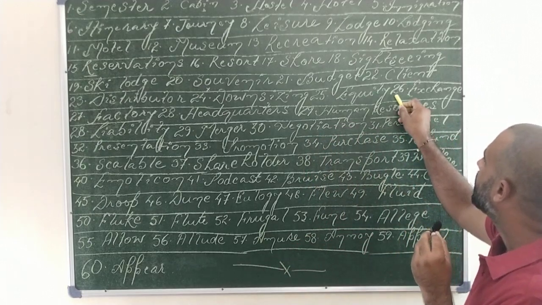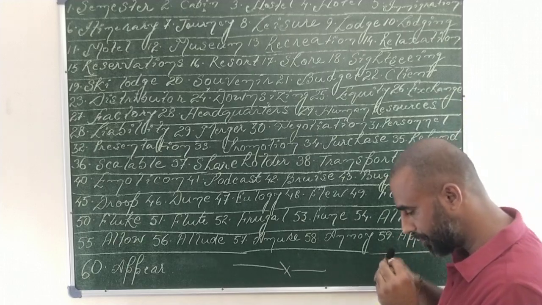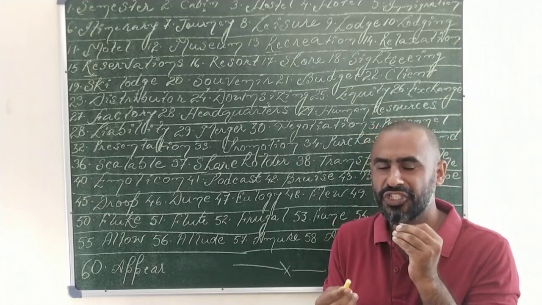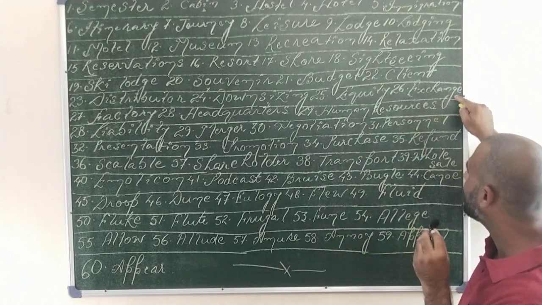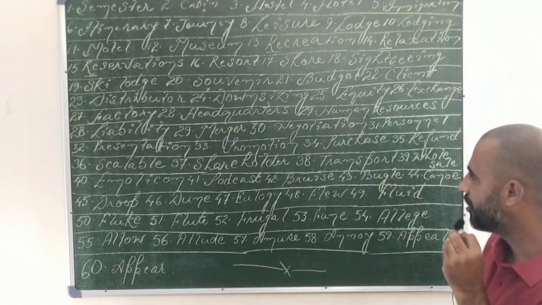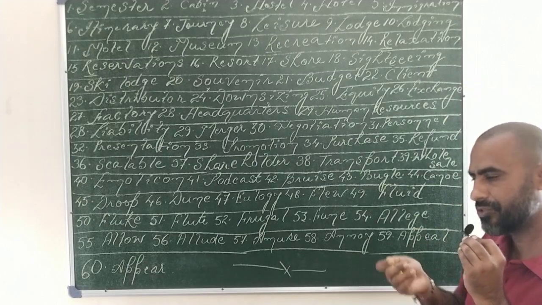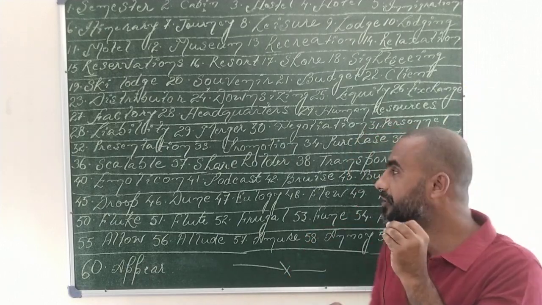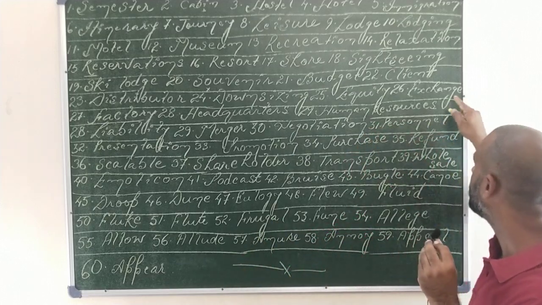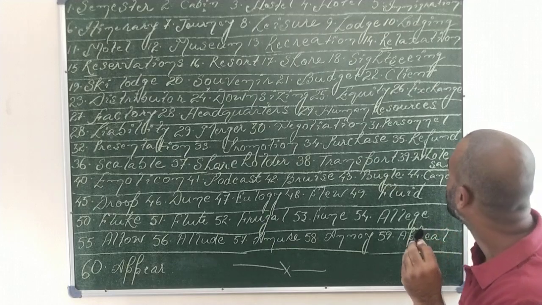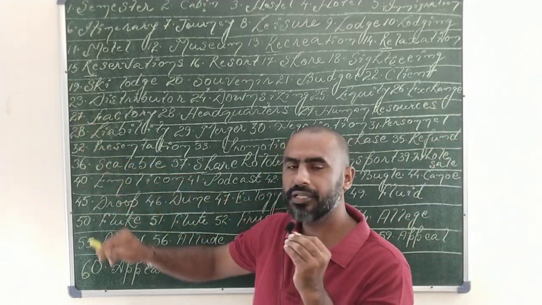Then we have number 26, E-X-C-H-A-N-G-E. So it's exchange or exchange. So this word can be pronounced as exchange. Okay. But if you are using it in a sentence and if you add some couple of words with it, then it'll be exchange products. So this word will be exchange. Okay, so we have completed number 26, and let me proceed with the number 27.